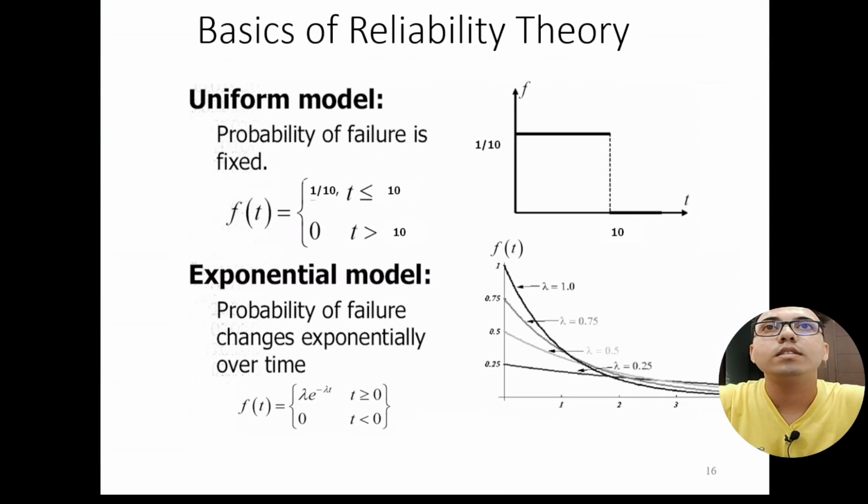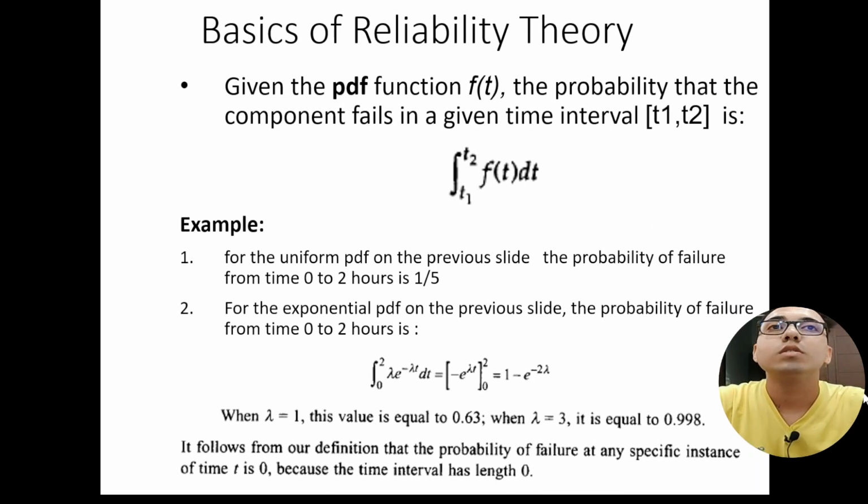Basics of reliability theory. The uniform model is the one where the rate is fixed. In the exponential model, you can see that it is decreasing exponentially: first 1, then 0.75, then 0.25. It decreases exponentially over time.